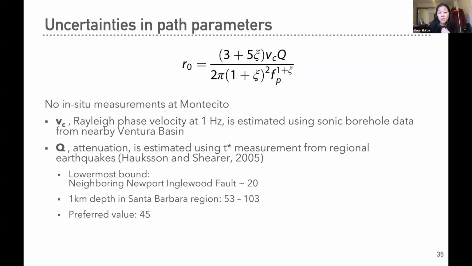And these measurements are also important for earthquake hazards. So there has been a substantial effort to compile them for the Los Angeles region, but it might not be readily available in other areas. The phase velocity is estimated from sonic borehole data from a nearby basin, and attenuation is estimated from regional earthquakes using the T-star method.